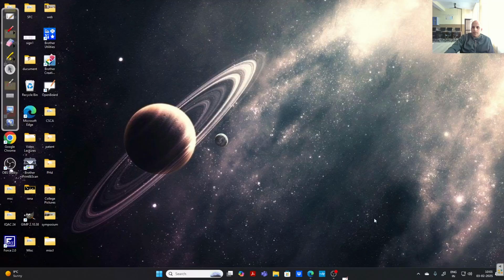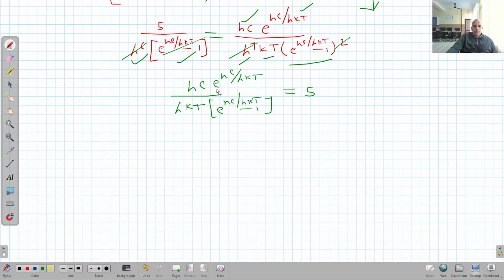Now as we have derived this relation for the maximum energy, replacing lambda with lambda m, the wavelength corresponding to maximum energy. So here in this equation, hc upon lambda m, hc upon lambda m, hc upon lambda m. All the lambdas are replaced by lambda m, the wavelength corresponding to the maximum energy.